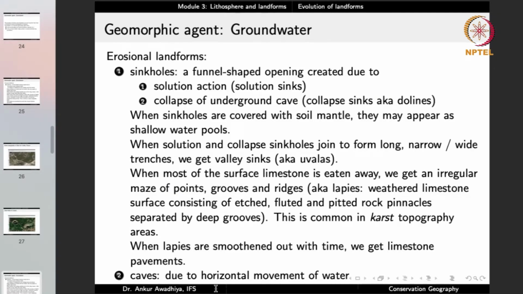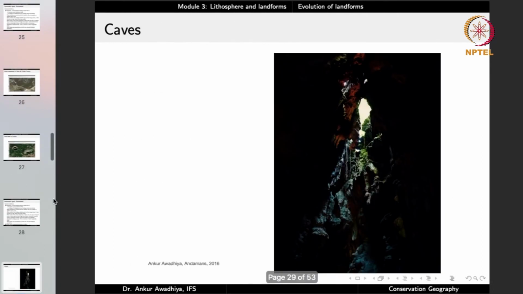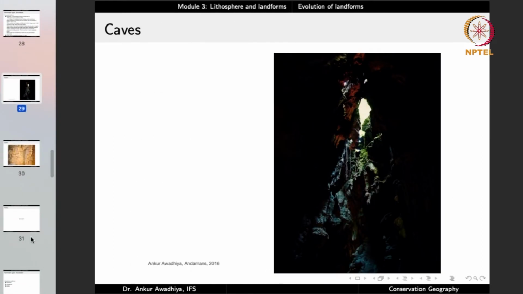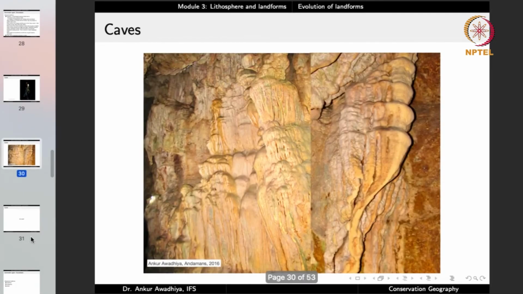Another erosional landform is caves. Caves are formed due to the horizontal movement of water. So this is an example of a cave from Andamans, and the inside, no doubt it is dark, and if you look at the walls, this is how they look like. Now the walls of the cave are showing that there has been a great amount of solution and precipitation both that has been occurring here, because of which we are getting all these strange shapes in the walls.